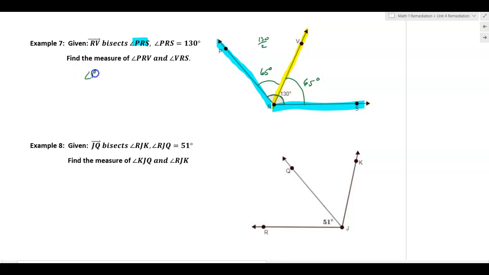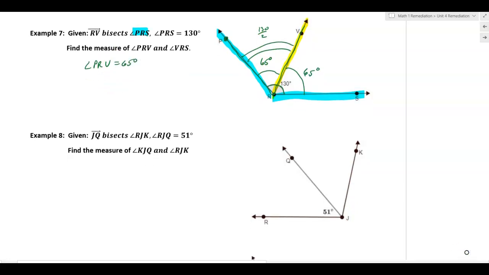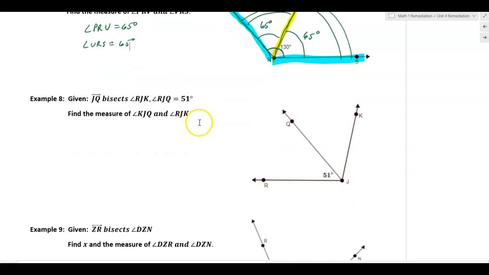So angle PRV, from P to R to V, that's this angle here. That is 65 degrees. Now VRS is this angle here that it's congruent to. So angle VRS is also 65 degrees. Okay.